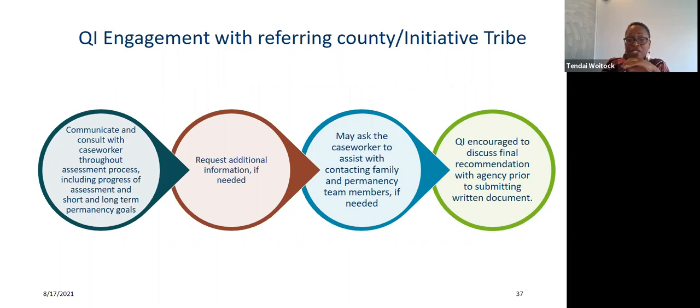And that's including the qualified individual asking the caseworker to assist with contacting the family and permanency team as needed if they need help. This consultation will also communicate with the caseworker if any concerns arise during the engagement of the QI with the members of the family and permanency team. So that way they'll be able to let the worker know, this is what's happening. I had a conversation with this person, it didn't go well, or whatever needs to be provided or communicated to the caseworker about what happened with that team.